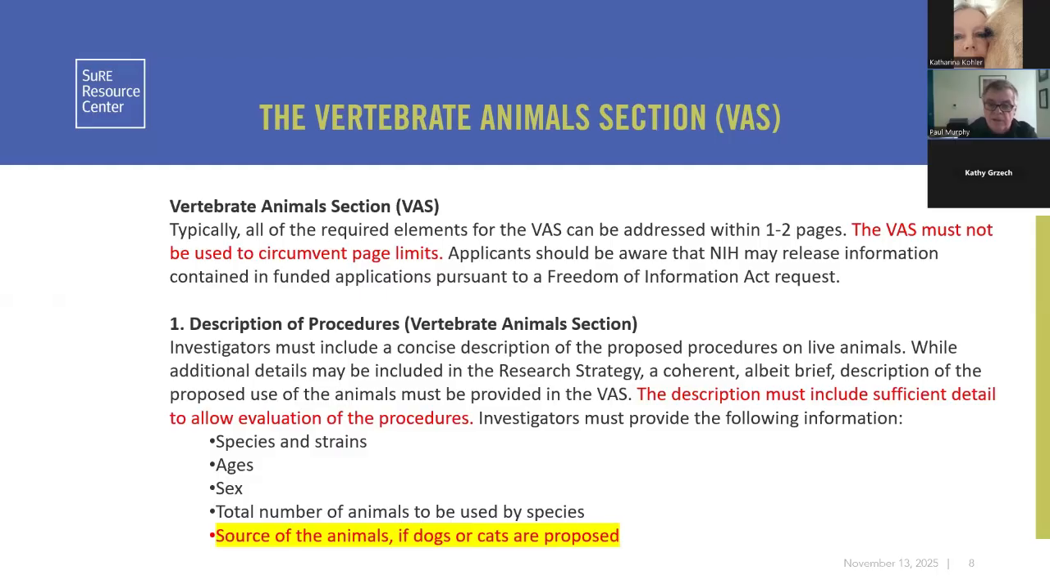Also, you should be aware that NIH may release information within that vertebrate animals section via a Freedom of Information Act request, so do not put proprietary information in the vertebrate animals section.